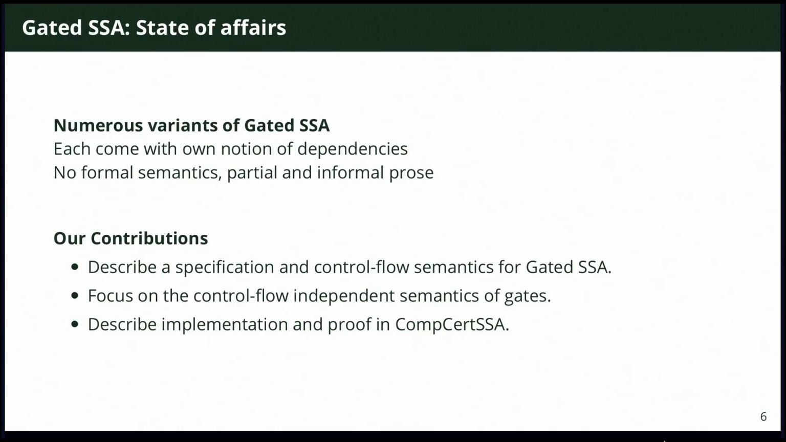And so our contributions are to describe a formal specification, and in this work, a control flow based semantics for gated SSA. However, we put our focus on the control flow independent semantics of the phi instruction replacements, in particular the gamma and the eta instructions, which have those predicates that make them more local. And so then we also describe an implementation and proof in CompCertSSA, which is an extension to CompCert with an SSA middle end.